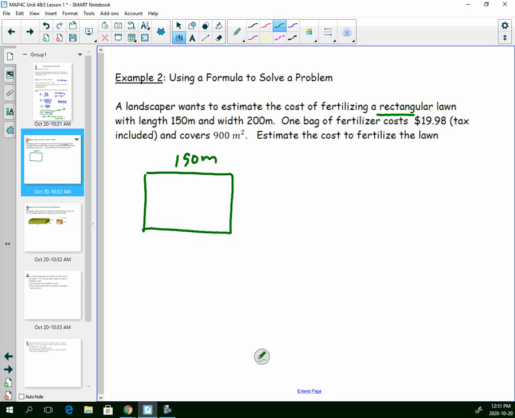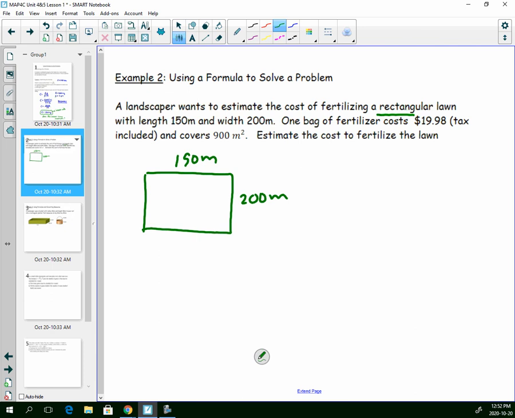Does it matter that the width is longer than the length? No, it doesn't. There's no rule that says the length is longer than the width. If it's a rectangle, you just assign one to be the length and one the width. Okay, so I want to fertilize this lawn with these dimensions.